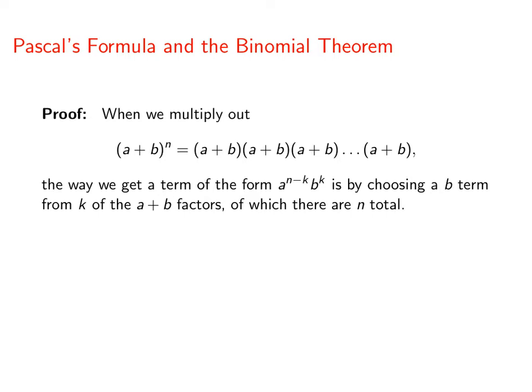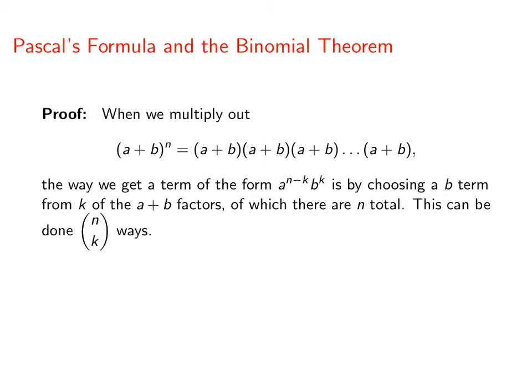Here's the first one. When we multiply out (a + b)^n, the way that we get a term of the form a^(n-k) b^k is by choosing a b term from k of the a + b factors. The rest of them will be a. There are n total factors.